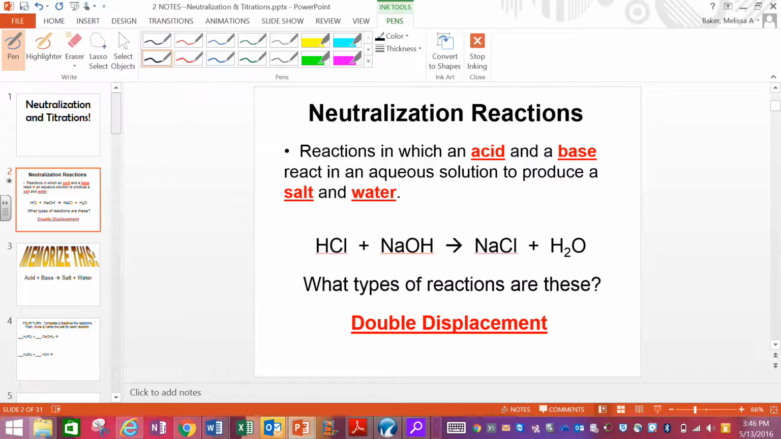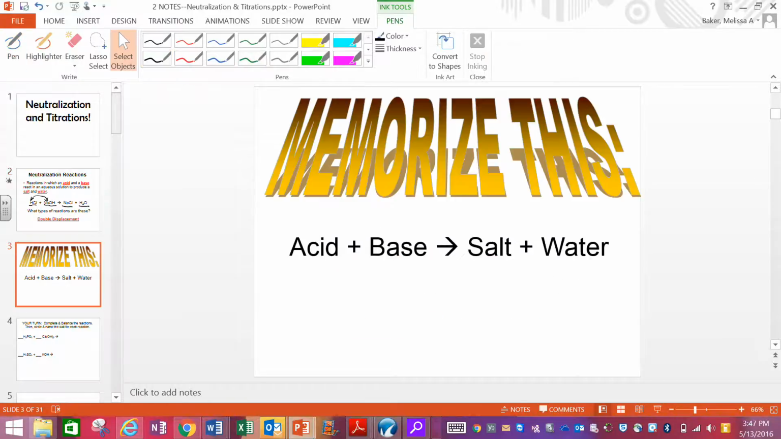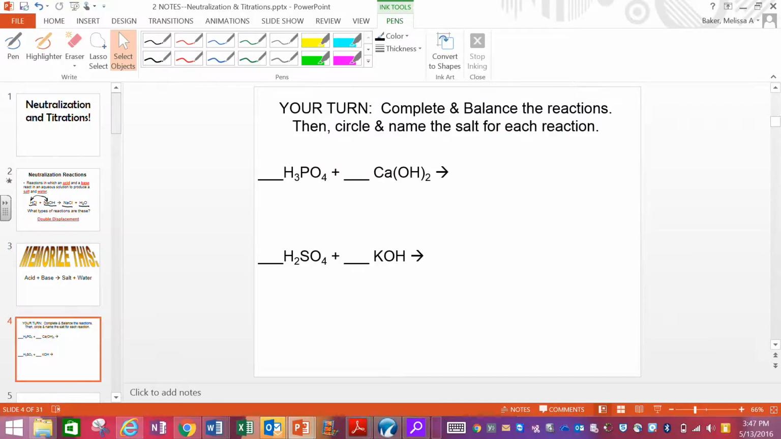So, for example, let's take a look at our hydrochloric acid and our sodium hydroxide. That's a double displacement reaction. So now the Na is with the Cl and the H is with the OH, so we made H2O. So every single time you add an acid to a base, you're going to make salt and water. So memorize that. All right, let's complete and balance a couple of these reactions together.